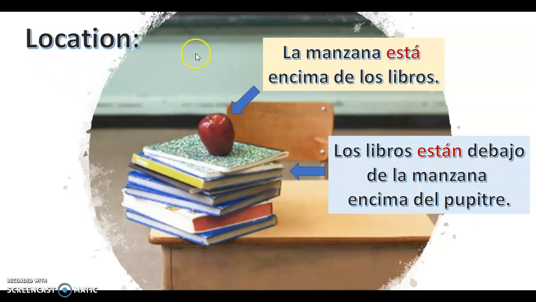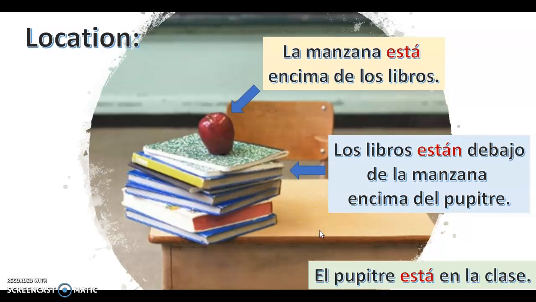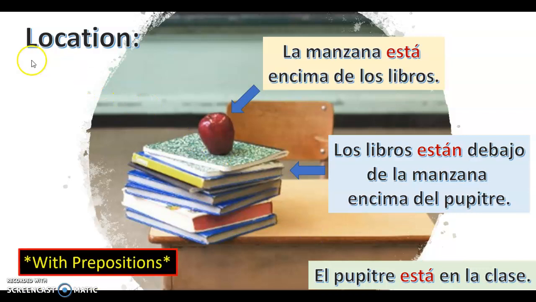The next one is location. For example, la manzana está encima de los libros. Or los libros están debajo de la manzana, encima del pupitre. So they're on top of the desk, but under the apple. El pupitre está en la clase. So for location, you use a lot of prepositions.